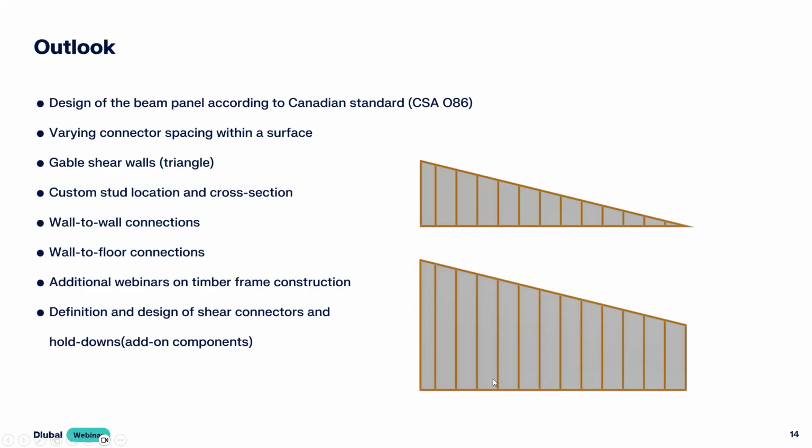Then another hot topic are the gable shear walls. So here trapezoidal or triangle shapes should be implemented soon. We will start soon with this implementation. And then custom stud location and cross sections should be allowed in the future. Wall-to-wall connections and wall-to-floor connections in a proper way.